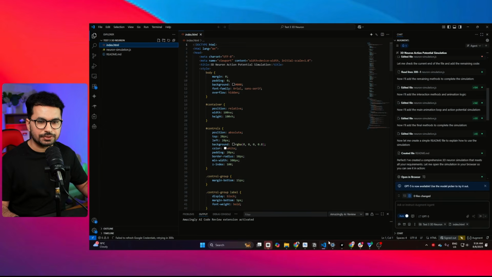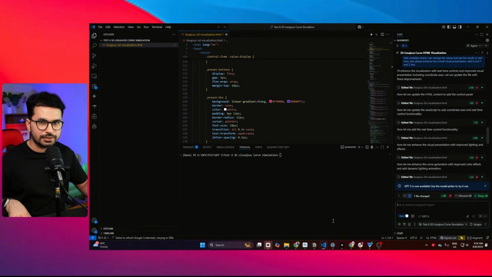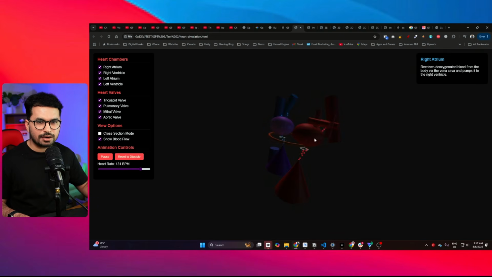For me personally, I'm really impressed by its coding capabilities and I created all of these different 3D simulation demos using GPT-5 and I was really impressed by its performance. So this particular simulation is heart simulation. You can see these are the different parts of your heart. There are these atriums, there are these ventricles. So basically this simulation shows how your heart functions based on your heart rate.